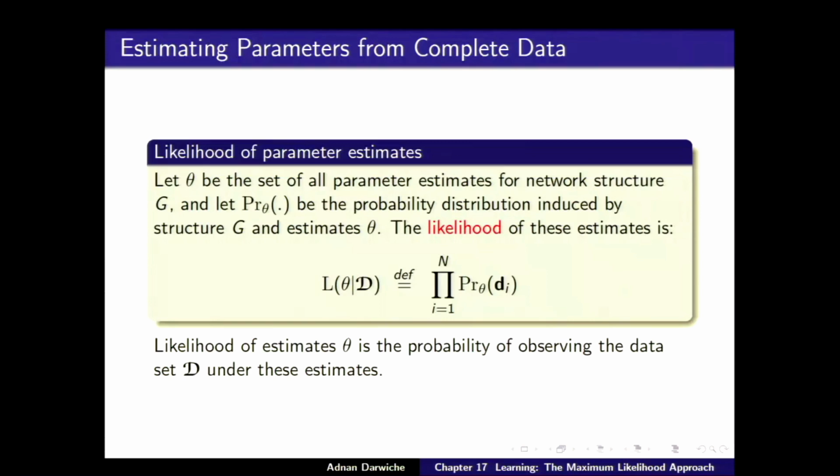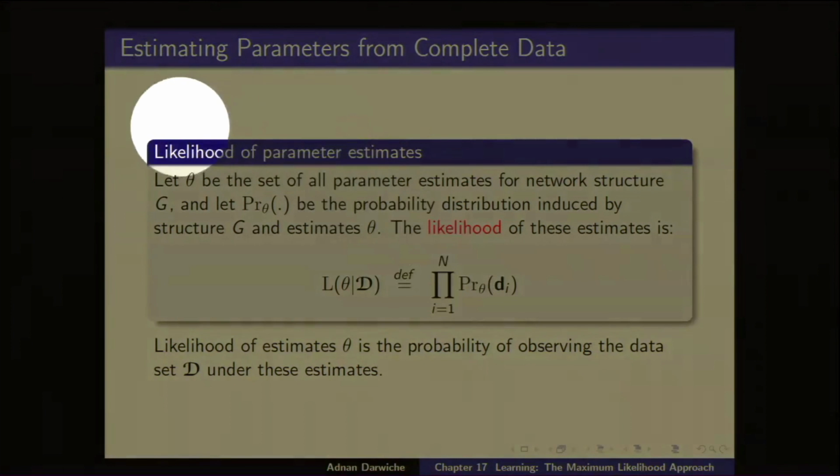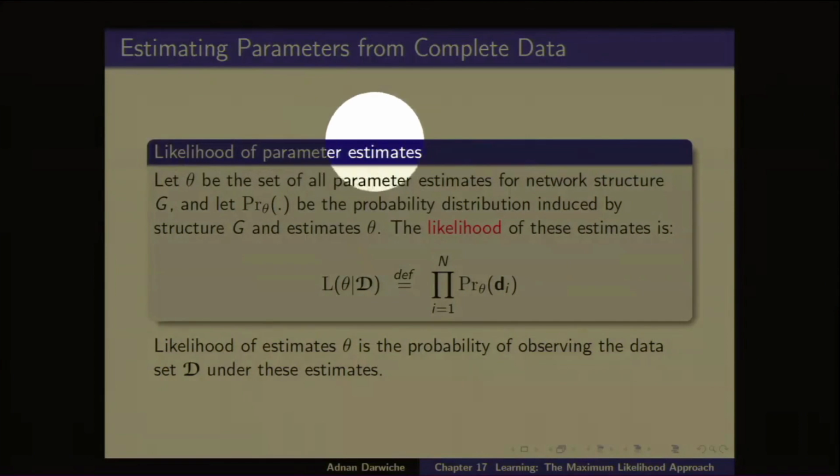So let's more formally define the objective measure that we're after. We talked when we started about the notion of the likelihood principle, or maximum likelihood principle. Now, the likelihood of parameter estimates, think of it as the quality measure, is like this. Let theta be the set of all parameter estimates for the network structure. So this now is a vector, all of the parameters of your network. And now we have the network structure G.